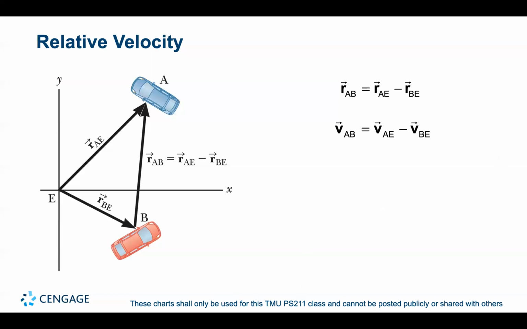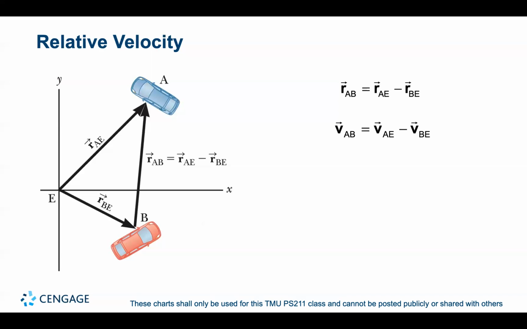The two cars are labeled A and B. R sub AE is the position of car A as measured by E in a coordinate system fixed with respect to Earth, and R sub BE is the position of car B as measured by E. And R sub AB is the position of car A as measured by the observer in car B.